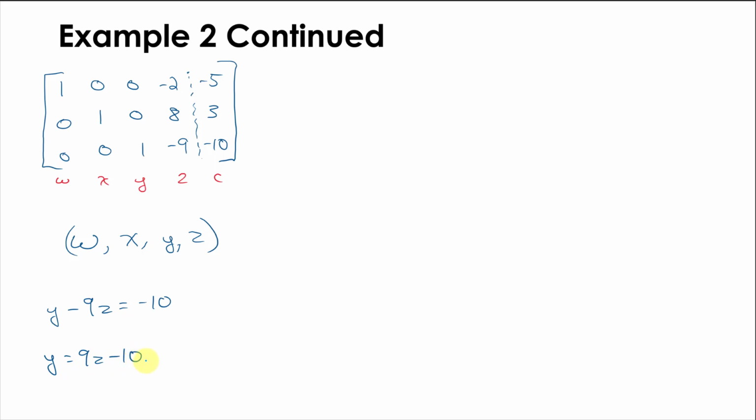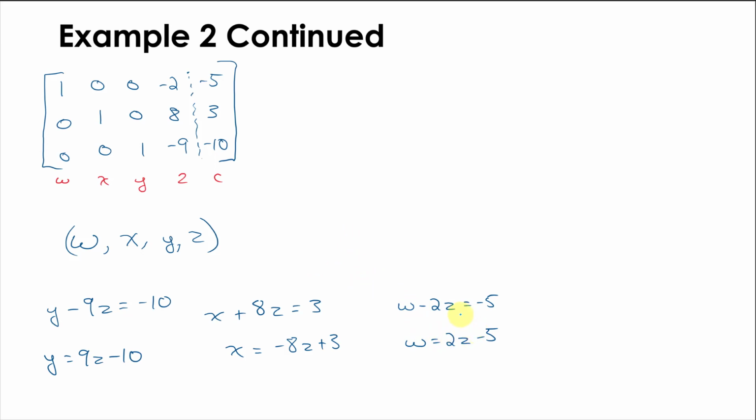And same thing for my x. This says x plus 8z equals 3. So when I solve for x, I get x is equal to -8z plus 3. And same thing with w. When I solve for w, I get 2z minus 5.